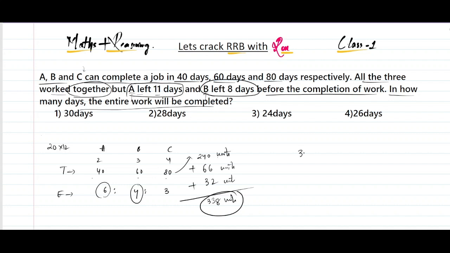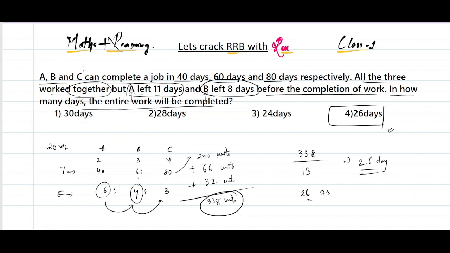Now just simply, for 338 together, the efficiency is 6 plus 4 is 10, 10 plus 3 is 13. So 338 divided by 13 is the total number of days. See here, we have 13 twos, 26, and we have remaining 78, 13 sixes is 78. So 26 days is our answer, which is option number 4. I hope you understood this question.